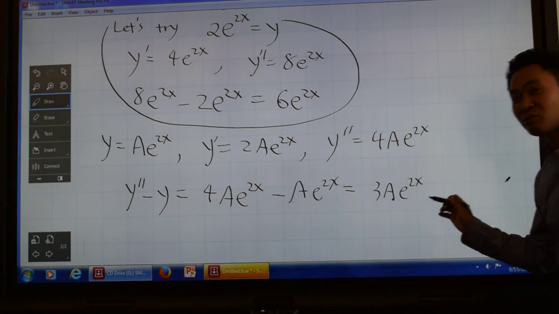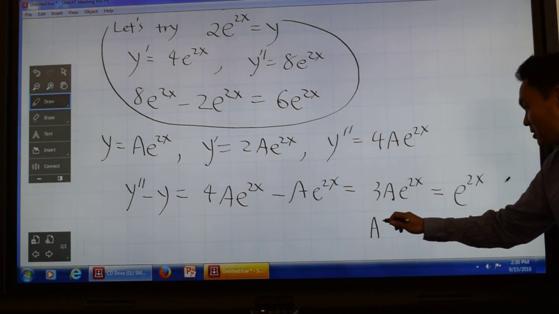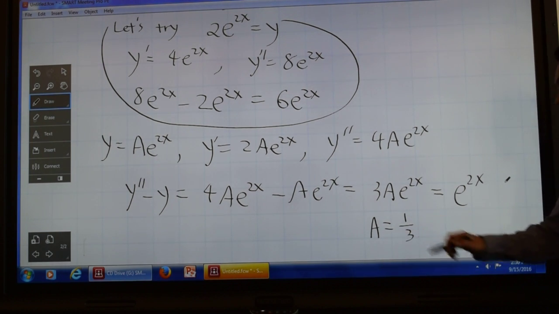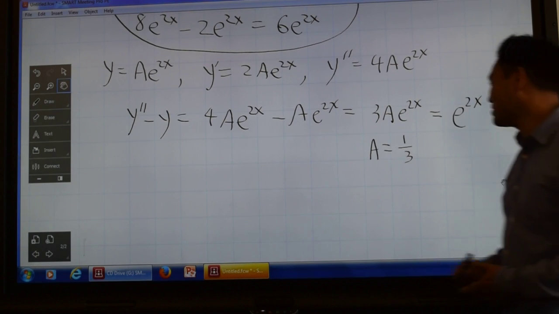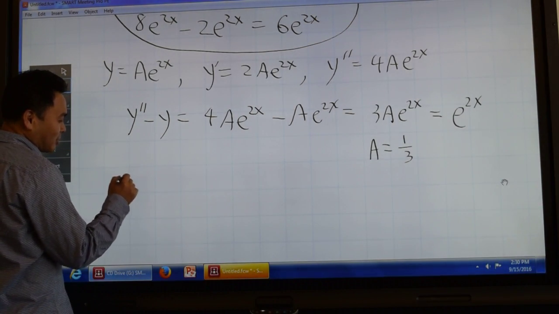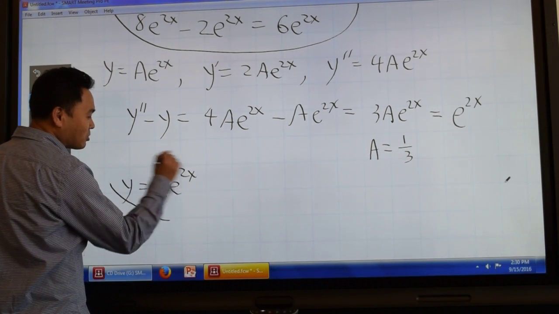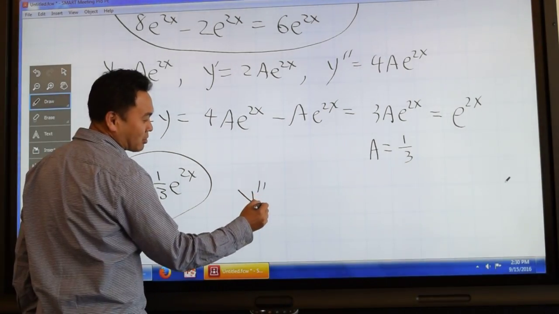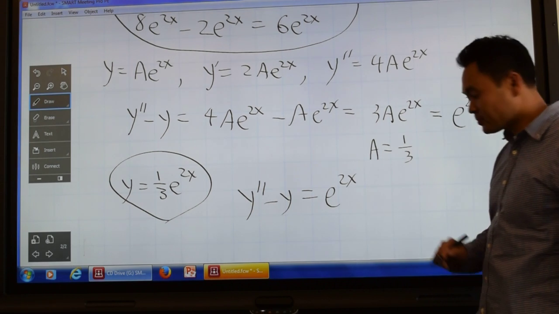And what do I need this to equal to? 1/3 e to the 2x. Therefore, what should the value of a be? 1/3. If a is 1/3, then I have a single solution. So we found out that y equals 1/3 of e to the 2x will satisfy this differential equation y double prime minus y equals e to the 2x.